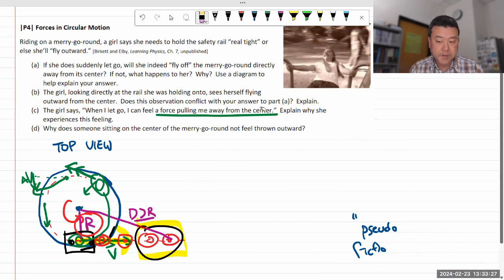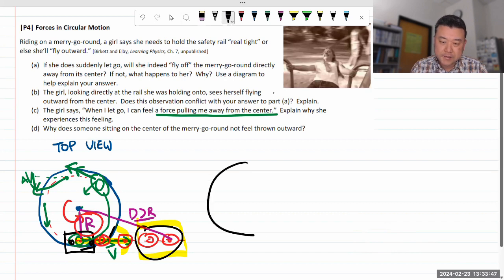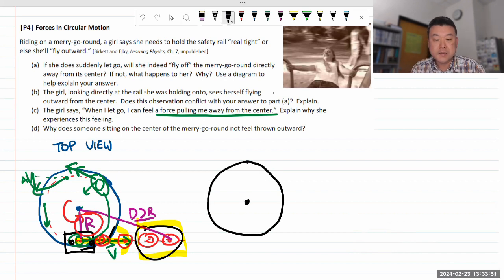So in part B, we saw this statement or question: the girl, looking directly at the rail she was holding onto, sees herself flying outward from center. Okay, does she see that? Let's take a look. So we have this merry-go-round. I'm just going to redraw it here because I need some distance and the size to sketch out things. Here's the center. Here are the two railings.